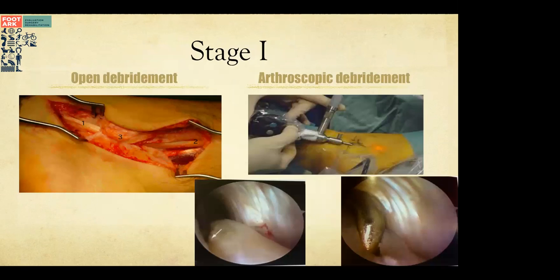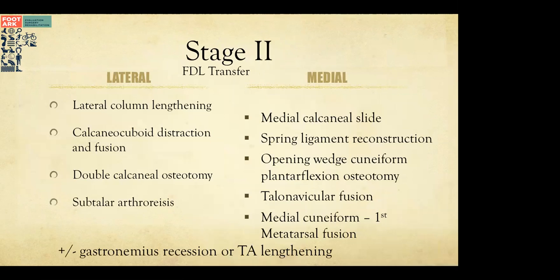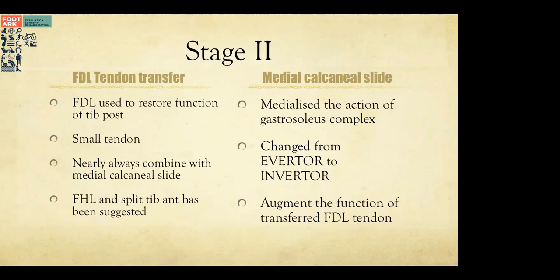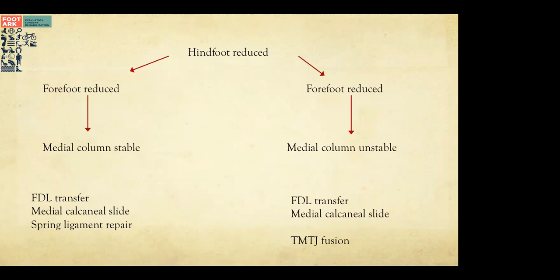So in stage 1, if it is not responding to the usual conservative line of treatment, you can do a tenosynovectomy, endoscopic or open debridement. In stage 2, where there is flat foot with dysfunction of tibialis posterior, you need lateral column lengthening, you can do a distraction and fusion, and medially you need to transfer the FDL to augment the tibialis posterior. You can do multiple options where FDL transfers are done along with a spring ligament repair. So the flow chart is, if the hindfoot is reducible, the forefoot is reducible, and the medial column is stable, you need FDL transfer, medial sliding osteotomy with spring ligament repair.